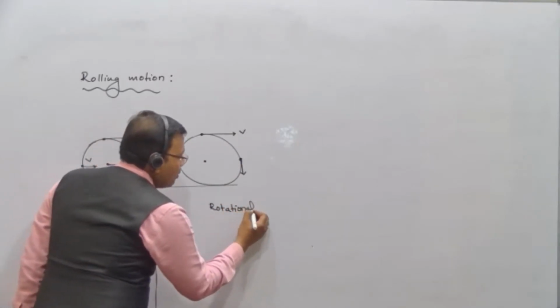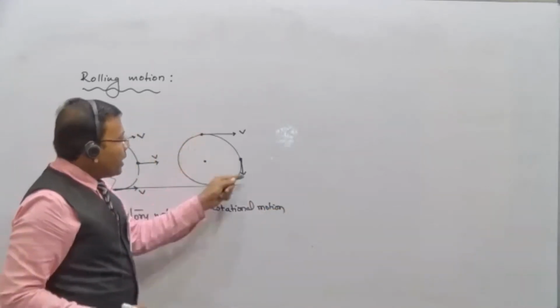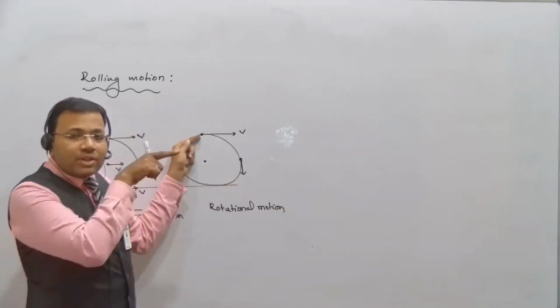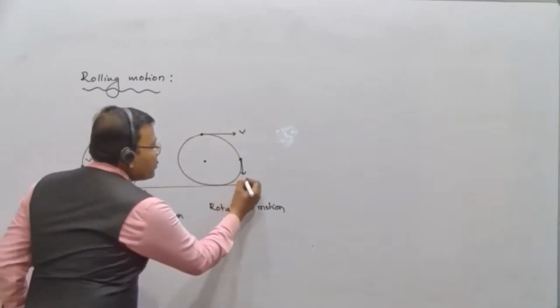This is rotational motion. Now it is rotating, so this point is having the velocity in this direction, linear velocity. ये वाला point ऐसा घूम रहा है ना बेटा, तो इसकी velocity इधर होगी.